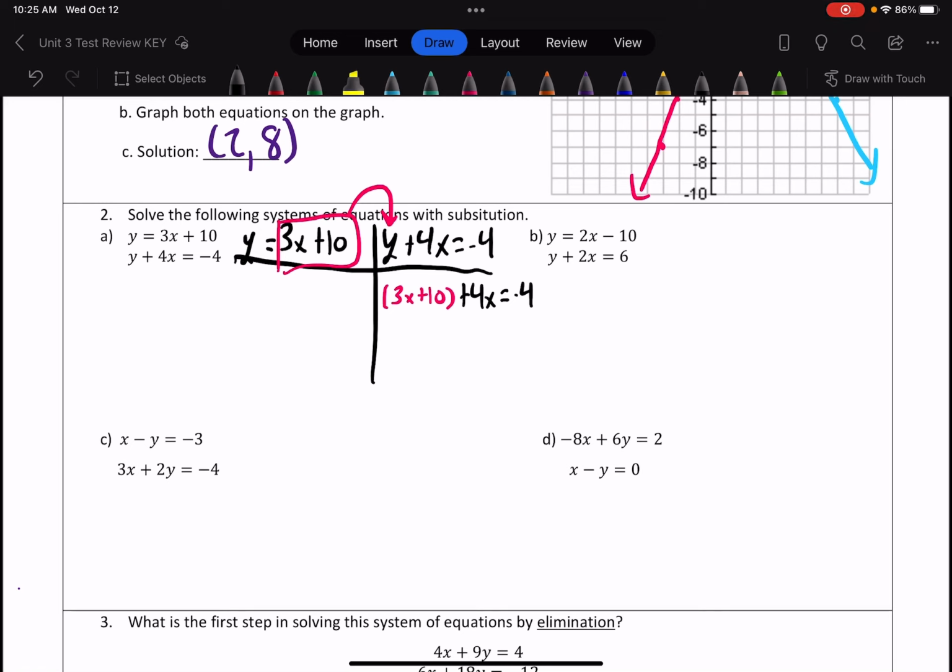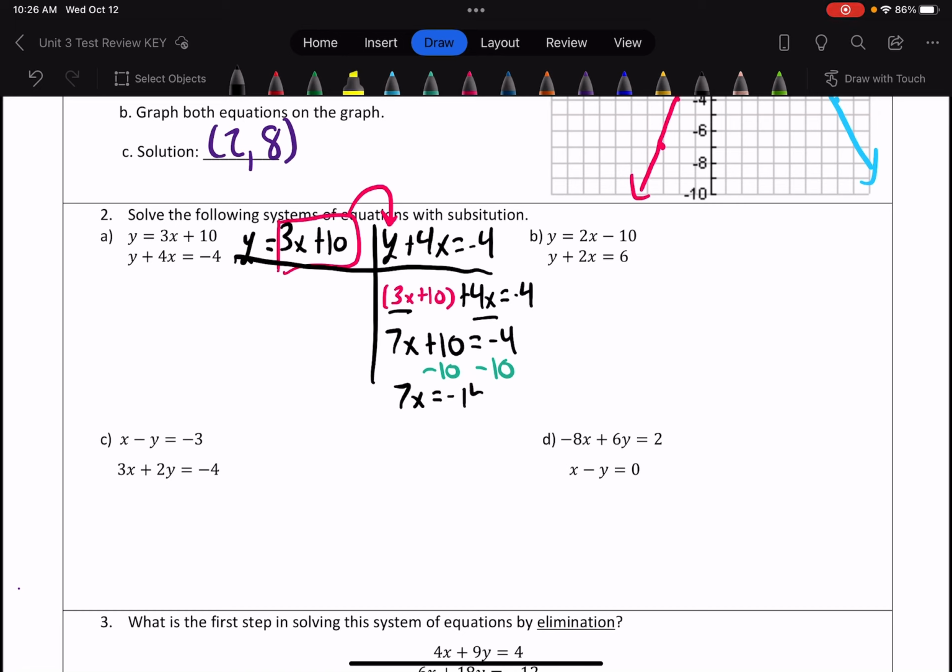Now, there is no coefficient on y in the second equation, so I don't have to use the distributive property. I can go ahead and go to the step where I combine like terms. So I've got 3x plus 4x. That's going to give me 7x plus 10 is equal to negative 4. From there, I'm going to subtract a 10 on both sides. That gives me that 7x is equal to negative 14. And the last step will be to divide by 7.